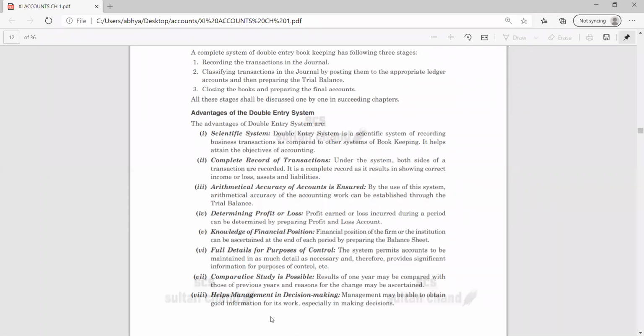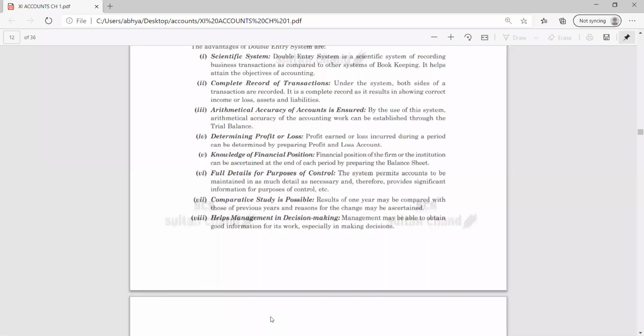This I have already discussed: inter-firm and intra-firm comparisons. So wherever comparative study is mentioned, you have to explain it with the help of inter-firm and intra-firm comparisons, which can be easily conducted. Helps management in decision making. This point is also new; many times we have done this point. Many types of information are provided by the double entry system to the management, and this information can be used for taking different types of decisions.